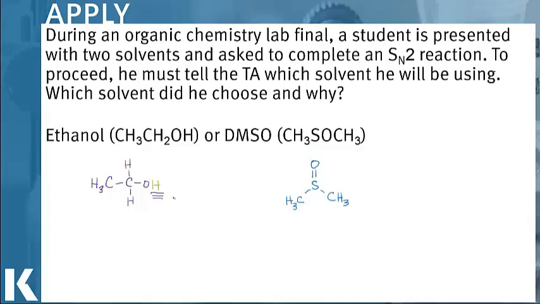DMSO's structure has a sulfur double bonded to an oxygen and then single bonded to two methyl groups. Here, I do not see a hydrogen attached to an oxygen. That means that there is no hydrogen that can be released to the solution. This is an aprotic solvent. This is the correct solvent that I would like to use to make sure that an SN2 reaction proceeds.